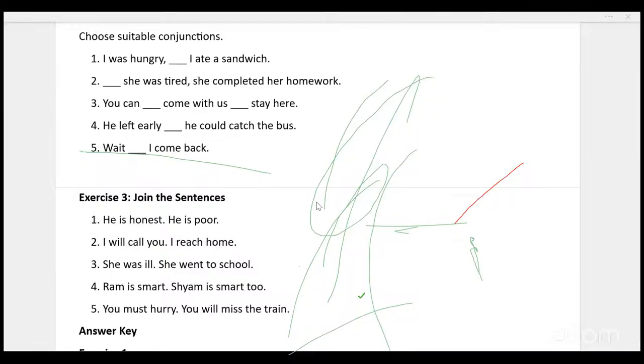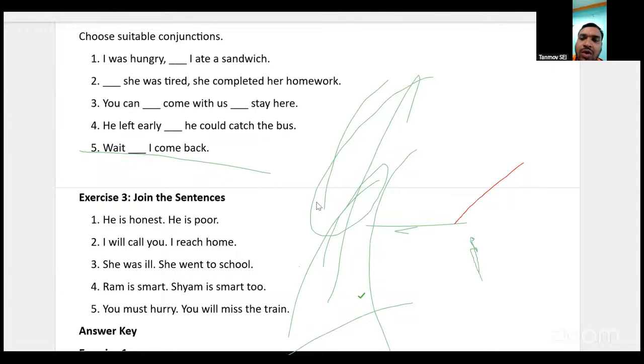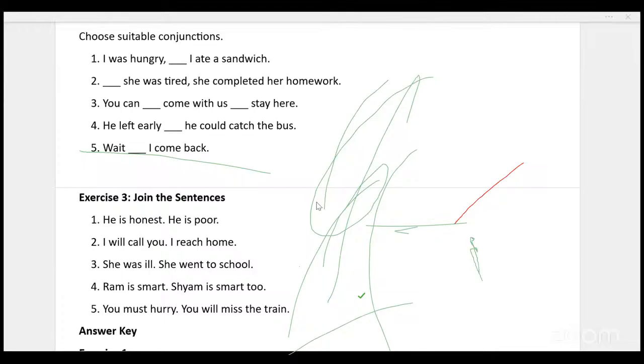Ram is smart. Sham is smart too. You have to use a conjunction. Ram is smart and Sham is smart too. And is one thing. Other than and, what can you say? As well as. Ram as well as Sham are both smart. Not only but also.